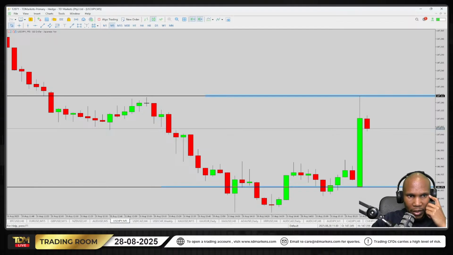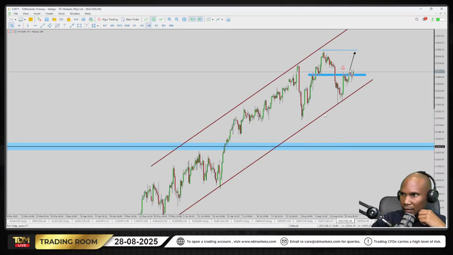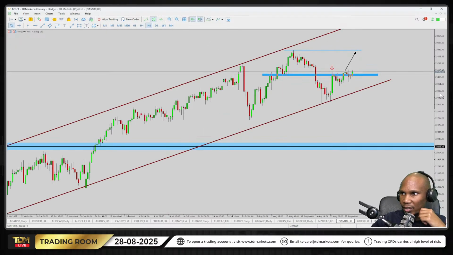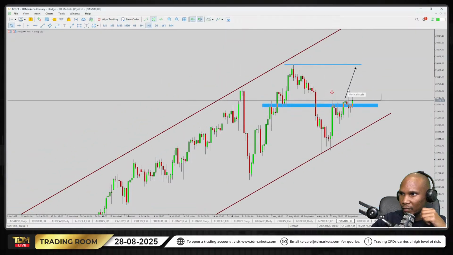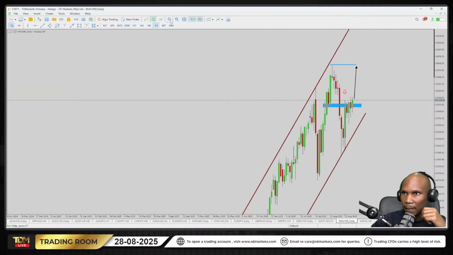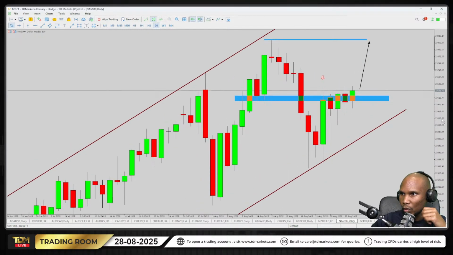US 100, what's your take on that? It's still bullish. Nasdaq is still bullish. All right. So that one hasn't changed. It's still bullish. Anticipating it to give us one more push to the upside.